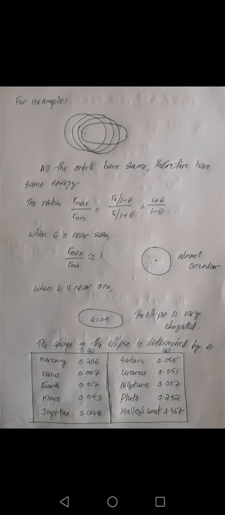Suppose epsilon is near 0. That means our orbit is almost circular in shape. Therefore the ratio of r max by r minimum is approximately equal to 1. So this is what I say, almost circular. When epsilon is near 1, that means about 0.9 like that, that will be an elongated ellipse.